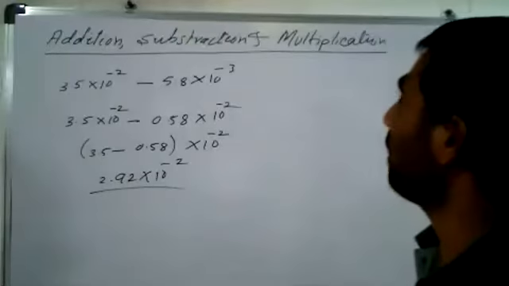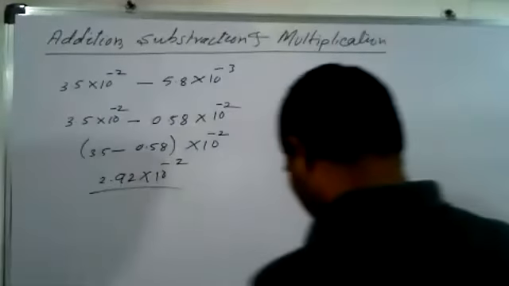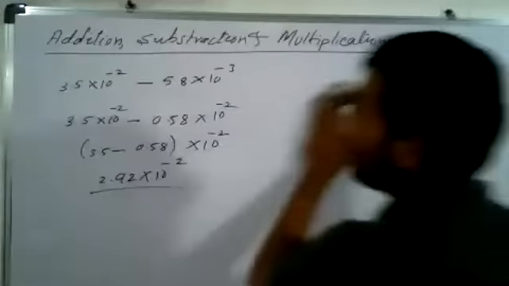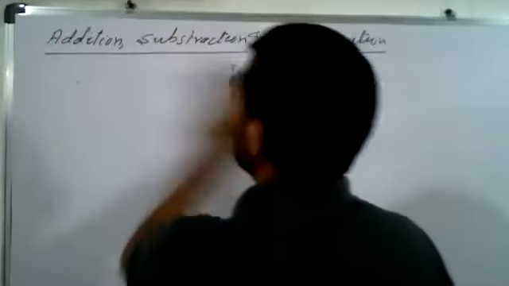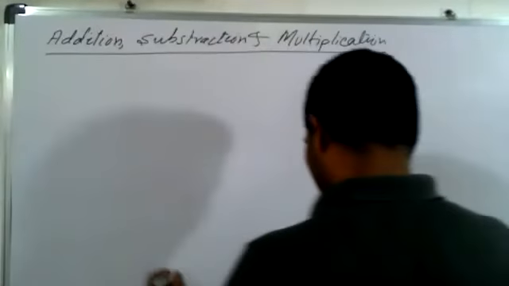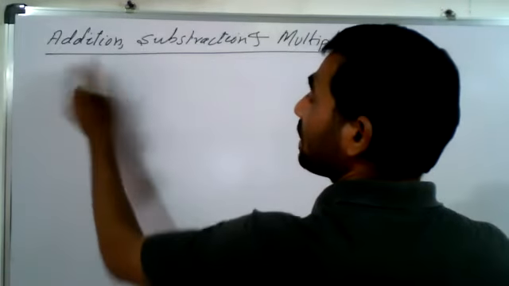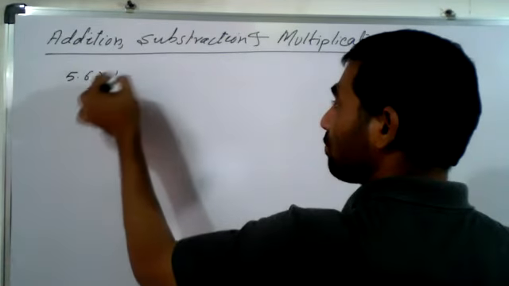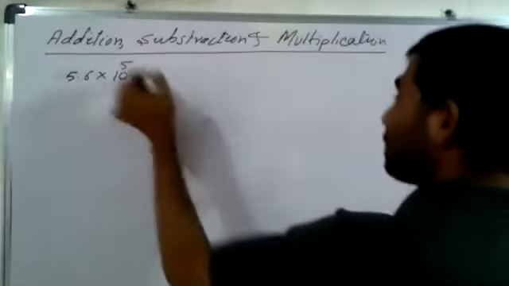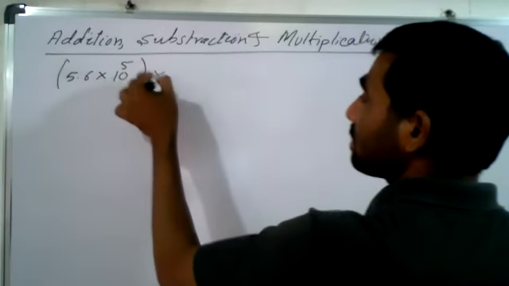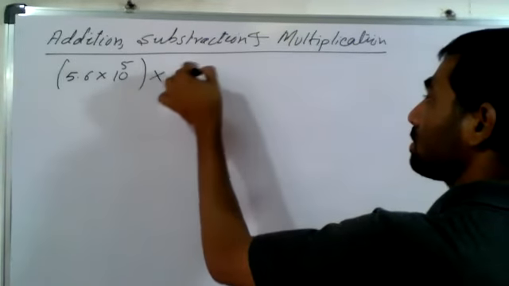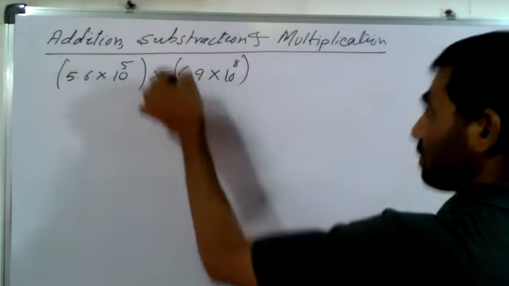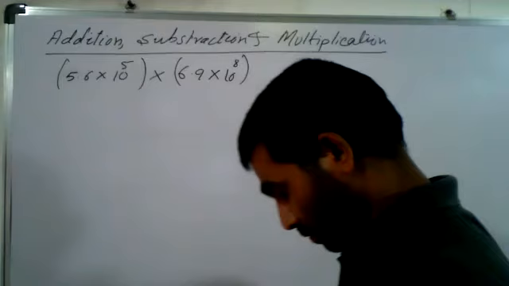Let us go for multiplication. So what will we do in multiplication? We will take one problem for multiplication. Let us have this value, 5.6 into 10 to the power 5. You have to multiply this by another value, 6.9 into 10 to the power 8. So this is the value before you.